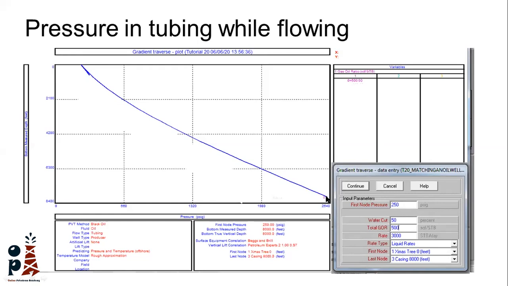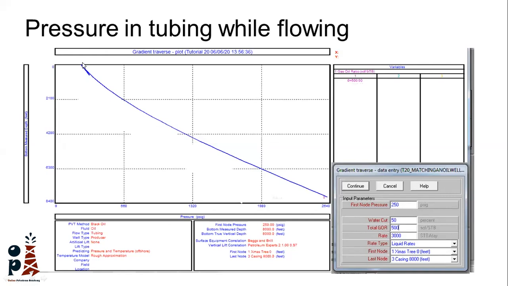If I have the BHP, which is equal to around 2,600, as I go up, there is pressure loss. This pressure loss is combined by this rate, this gas oil ratio, this water cut, until I reach the surface. So if I change any of these parameters, I will find out that this curve will change, which means the pressure drop will be different.